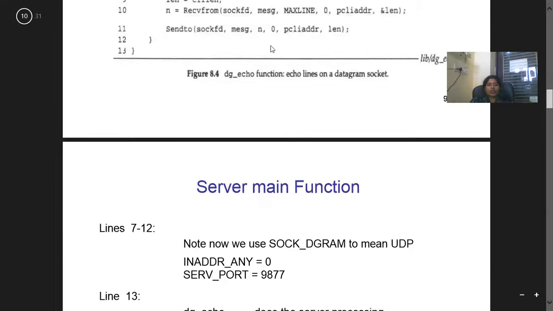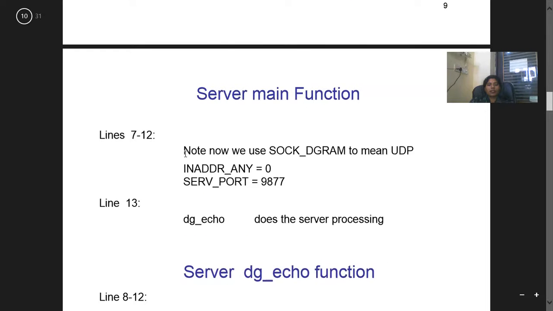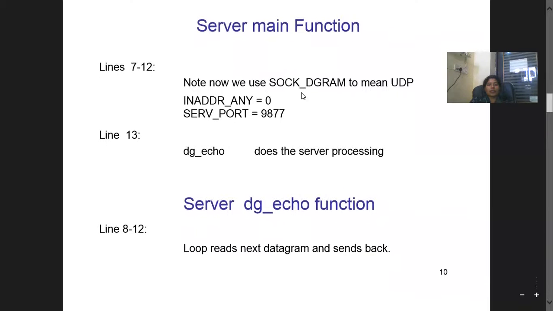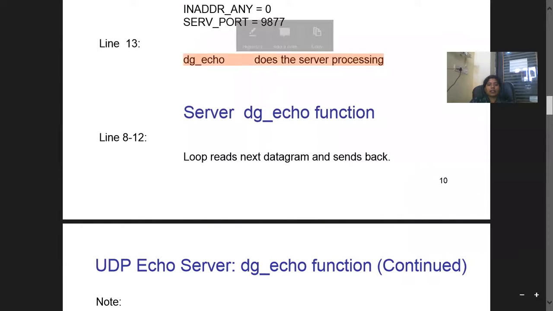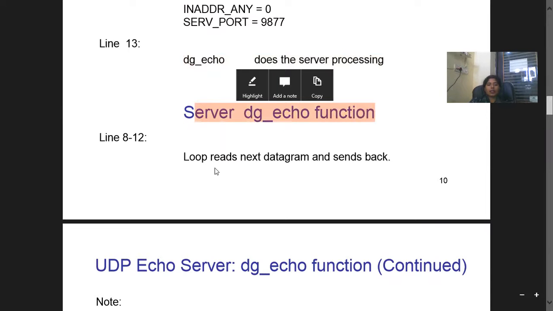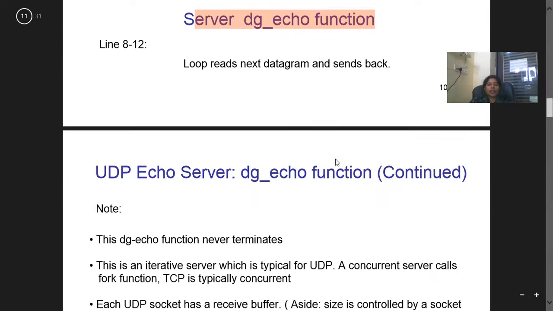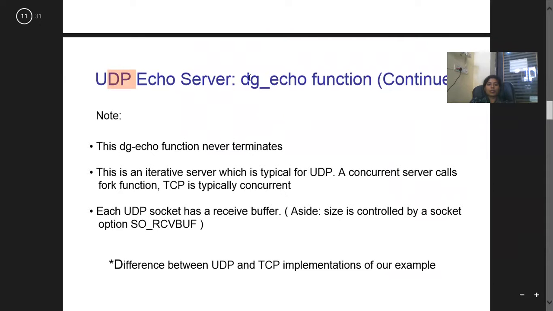This is showing what the server main function is. Now use the socket datagram, which means UDP, with INADDR_ANY zero, and the server port number is here. The address, INADDR_ANY, is set to be zero, and the port number is here, and this echo server does no processing. The server is an echo concept. What happens is the loop reads the next datagram and sends it back. The UDP echo server function continued here. The function never terminates.